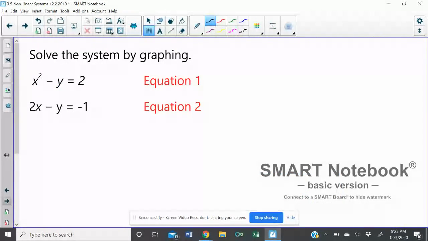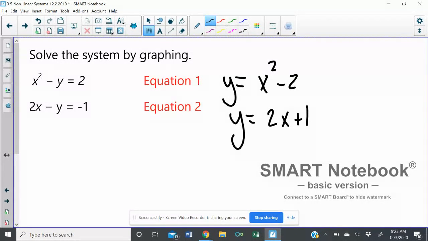So this one here is solve the system by graphing. And when you're graphing, please remember you need to have it in y equals. So in this case, you would have y equals x squared minus 2, and you would have y equals 2x plus 1. You're going to go ahead and graph those two. And again, just like if we're solving two linear functions, we are looking for the point of intersection. This is a positive slope and this opens up. Remember our little things. So again, take a minute, go ahead and graph.